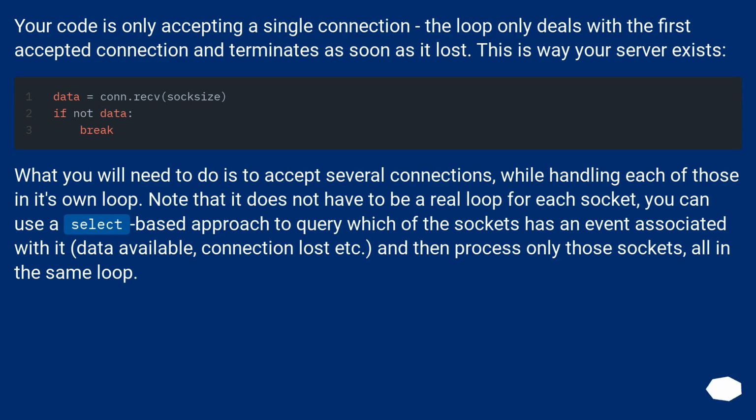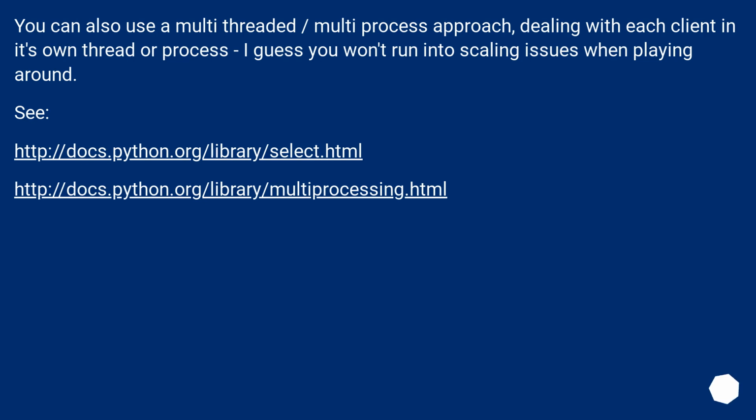Note that it does not have to be a real loop for each socket. You can use a select-based approach to query which of the sockets has an event associated with it, data available, connection lost, etc., and then process only those sockets, all in the same loop. You can also use a multi-threaded, multi-process approach, dealing with each client in its own thread or process. I guess you won't run into scaling issues when playing around.